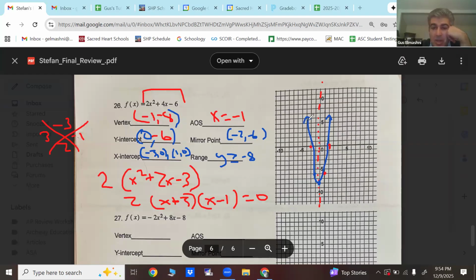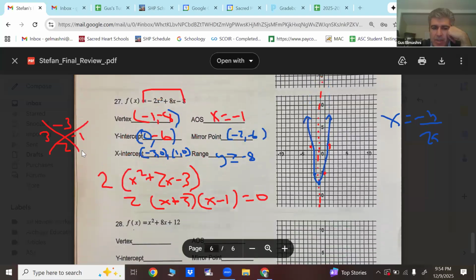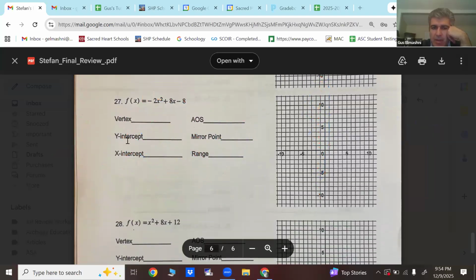So that's how you can graph it. You can also graph it by using x equals negative b over 2a, which helps find the x-coordinate of the vertex if we can't factor it. But if you can factor it, that's more advantageous because then you can use logic to get everything else. All right, for number 27, we'll do it a little more efficiently.